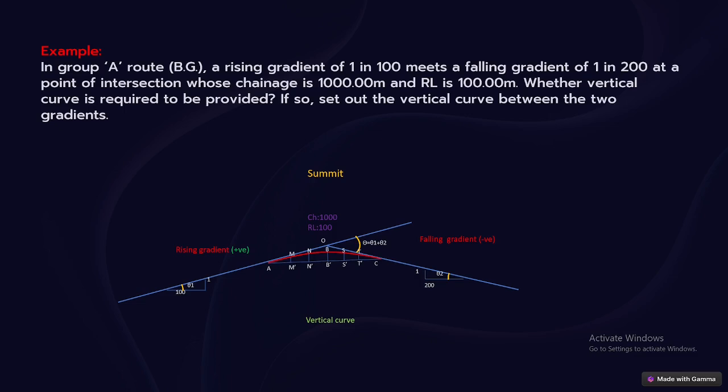Okay. So this example is about a summit actually. Let me read out the question. In group A route BG, a rising gradient of 1 in 100 meets a 1 in 200 gradient. At the point of intersection, the chainage is 1000 and RL is 100. First they asked whether the vertical curve is required or not. Then if so, we have to provide the vertical curve. For that we have to find out the chainage and RLs of the points on the curve. Since this falling gradient is followed by rising gradient, that means it will form only summit.